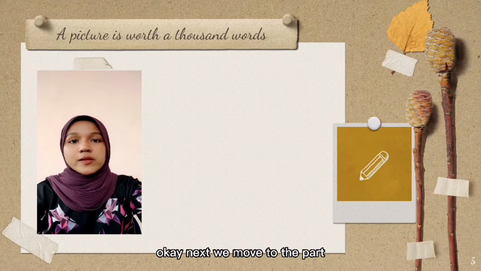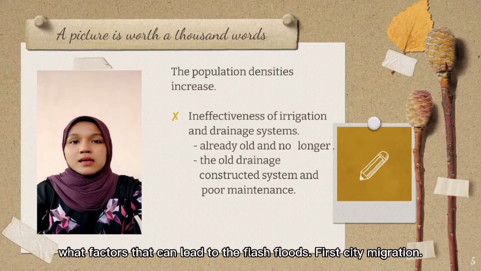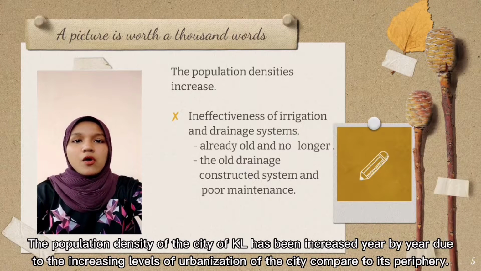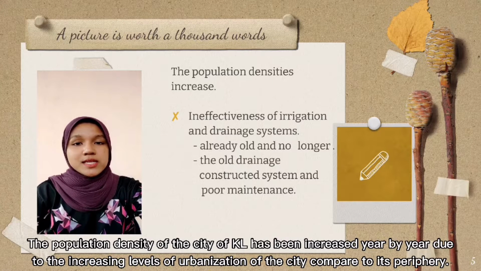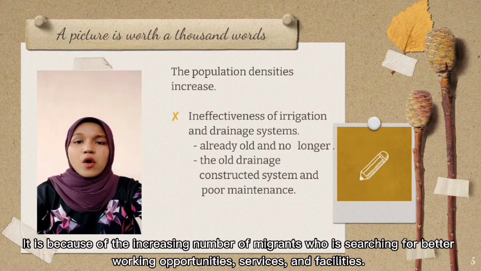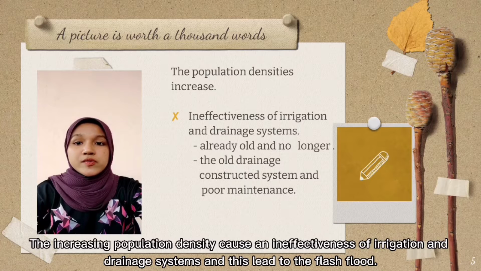Okay, next we move to the part on what factors can lead to flash flood. First, city migration. The population density of the city of Kuala Lumpur has increased year by year due to the increasing level of urbanization of the city compared to its periphery. It is because of the increasing number of migrants who are searching for better working opportunities, services and facilities. The increasing population density causes an ineffectiveness of the irrigation and drainage system, and this leads to flash flood.